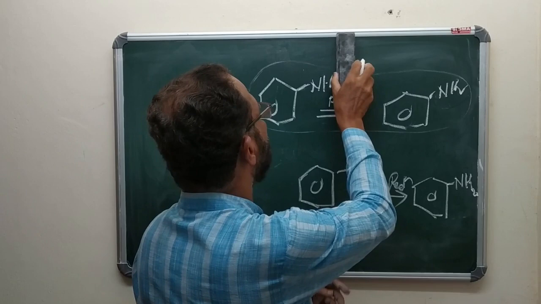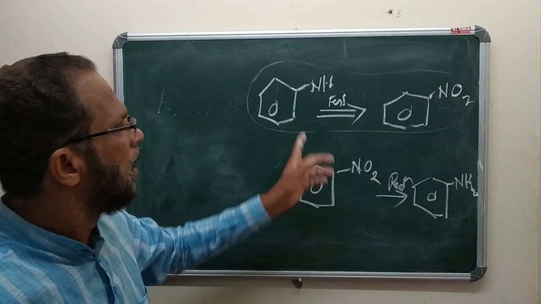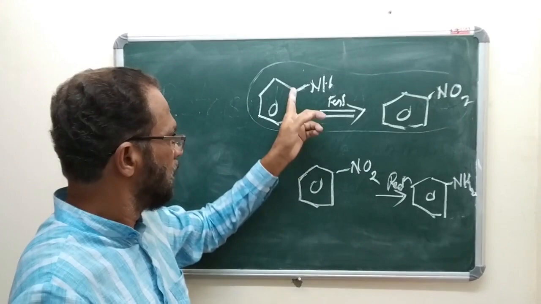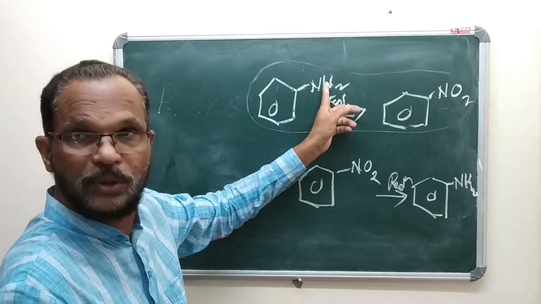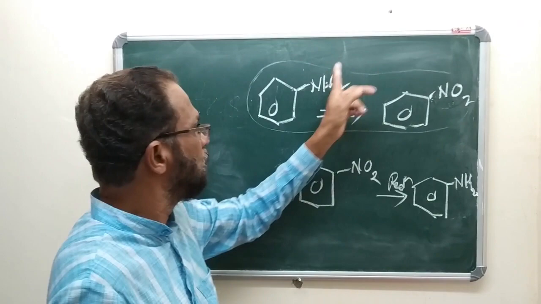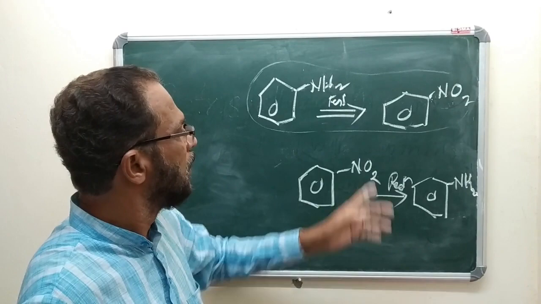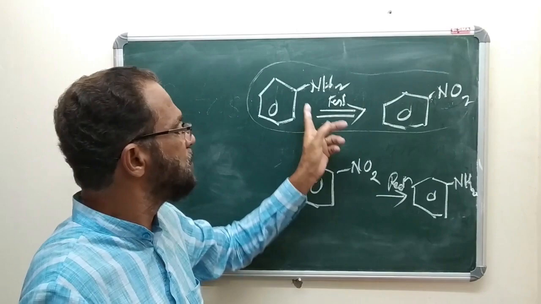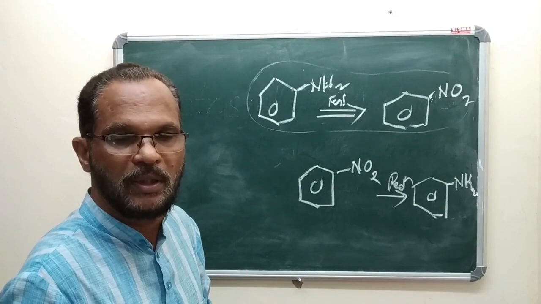One functional group is converted to another without the cleavage of a bond. Here the NH2 group, the C-N bonding remains the same, but the nitro group is changed into an NH2 group. Such a process of conversion of a functional group into another one without any disconnection is called functional group interconversion.